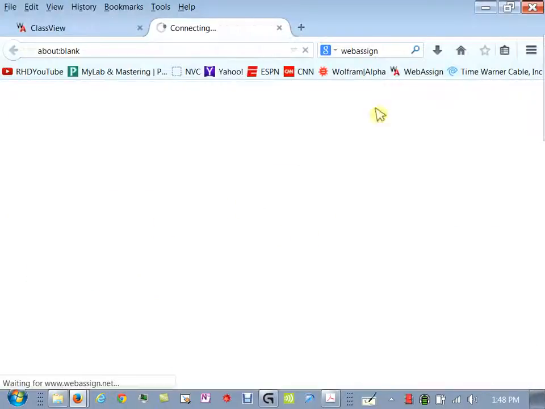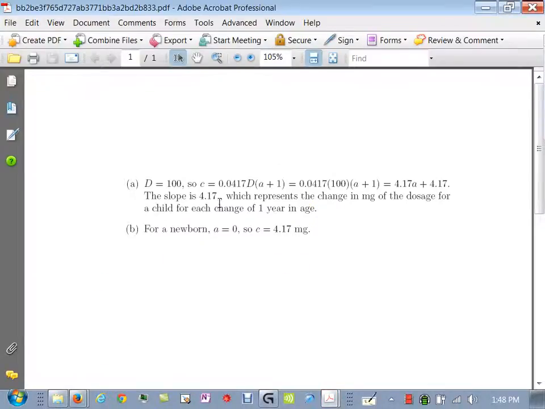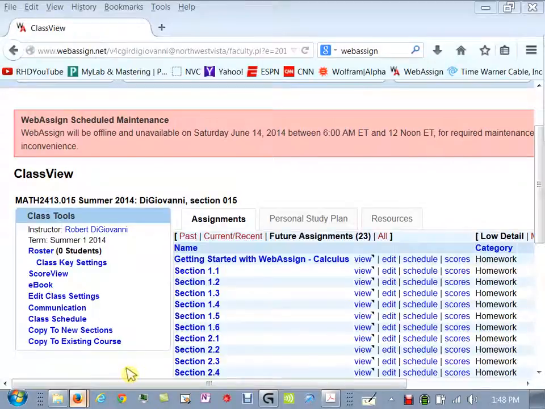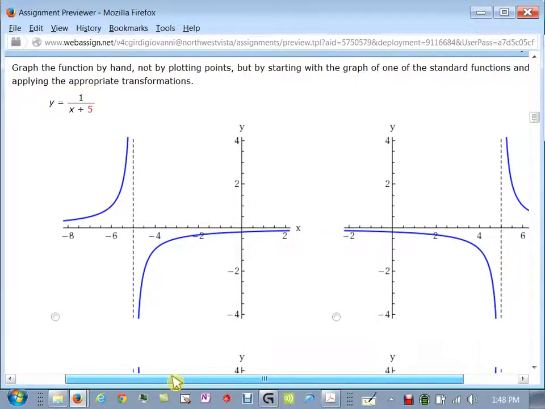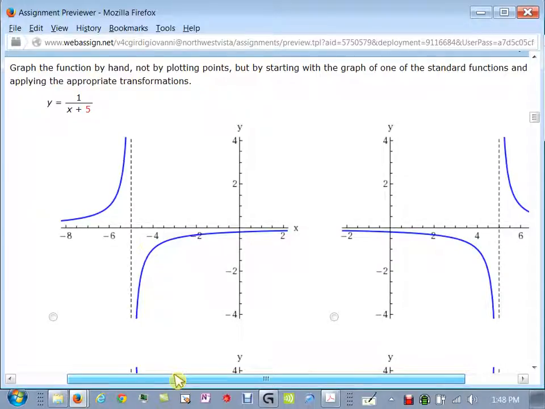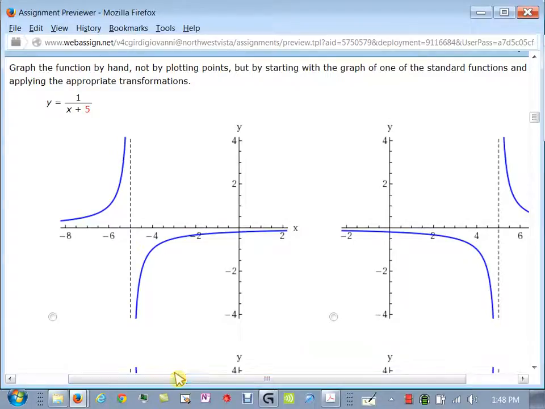So let's see. Here we go. So 100 in there. This is your slope. It's 4.17. Slope is going to be the rate of change of the dosage. Newborn A is 0, so there's your result. All right. So graph the function by hand, not plotting points, starting with the graph of one of the standard functions, and then use the appropriate transformations.